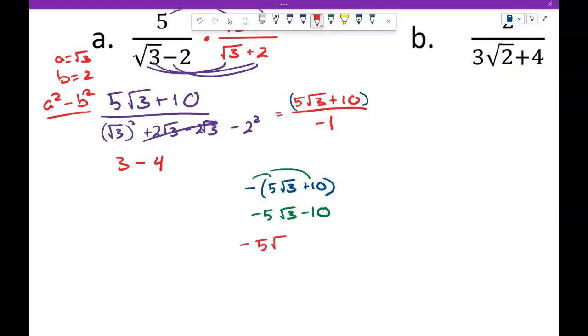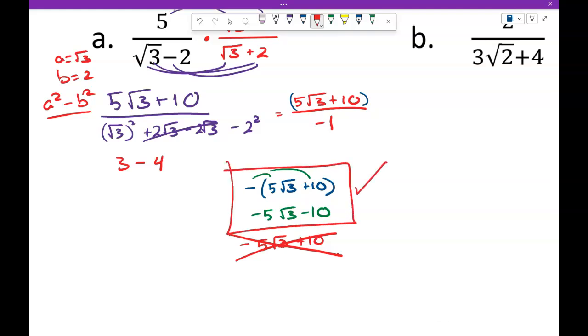Unfortunately, a lot of times I'll see a lot of students put the negative in front but forget the grouping symbol, and that is incorrect. Either of these two representations are acceptable.